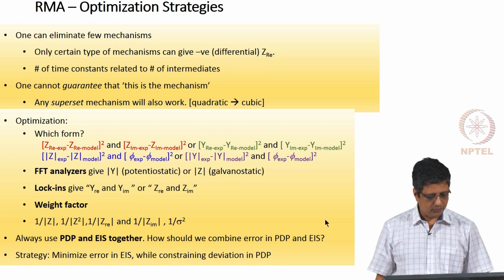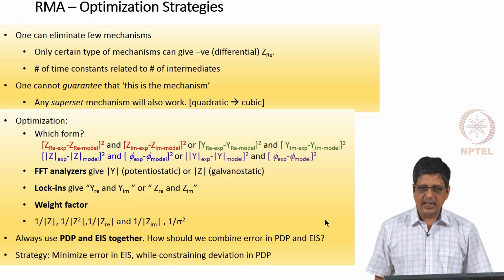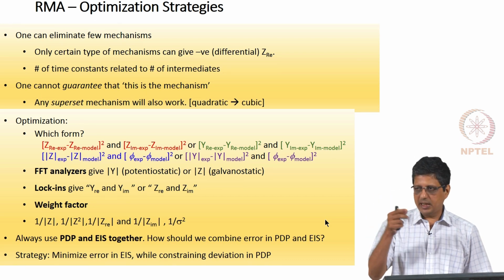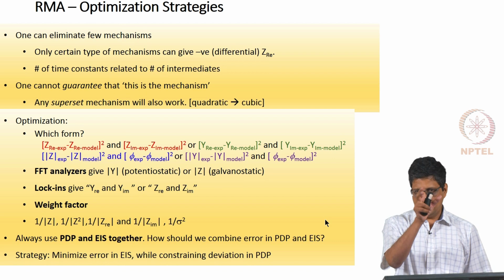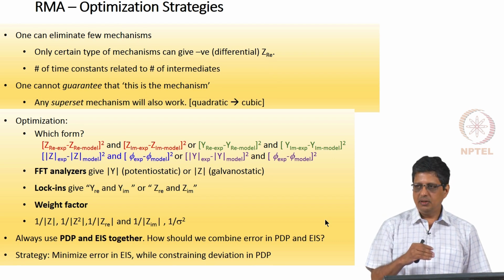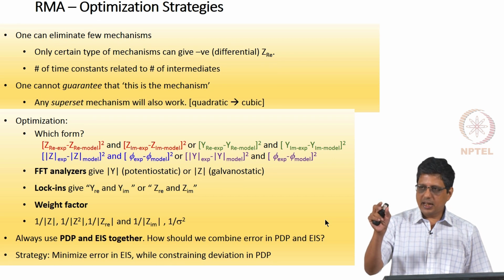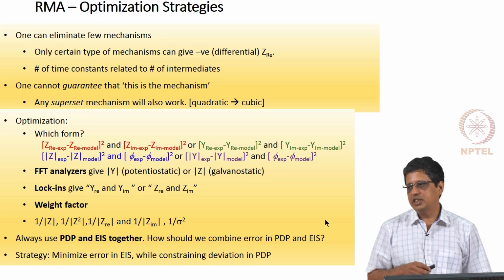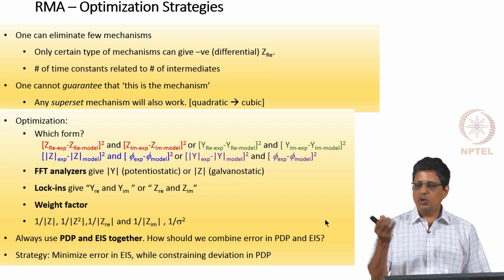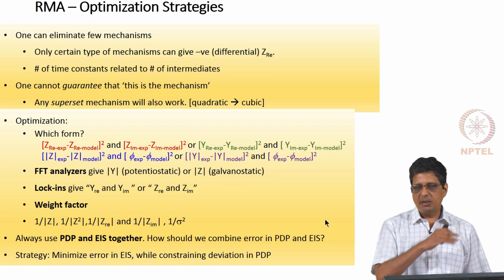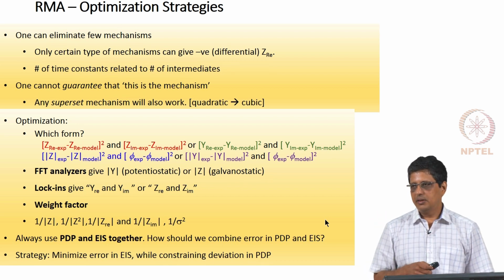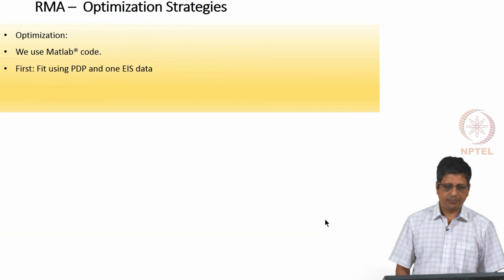What we end up doing is minimizing the error in EIS, with a constraint: vary the parameters, minimize the error in the impedance data as per our weight factor, while maintaining the current within a certain percentage of deviation, 5%, 10%, you have to choose that. Ideally you want 1%, but then you may not be able to find any fit.